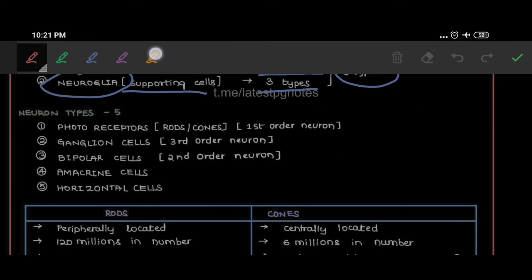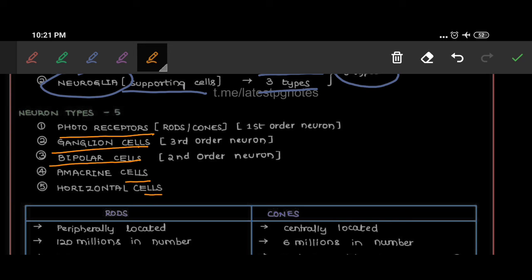Our 5 types of neuron are photoreceptor, ganglion cell, bipolar cells, amacrine cell and horizontal cells. The photoreceptor cells are rods and cones in respect of their shapes. These are the first order neurons. Our bipolar cells are the second order neurons, and our ganglion cells are the third order neurons.